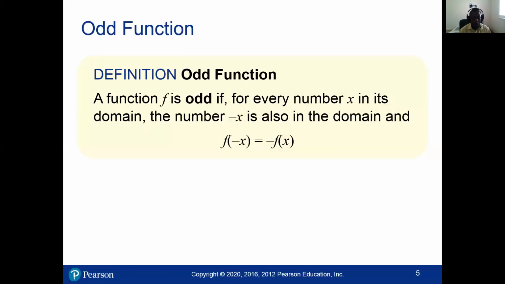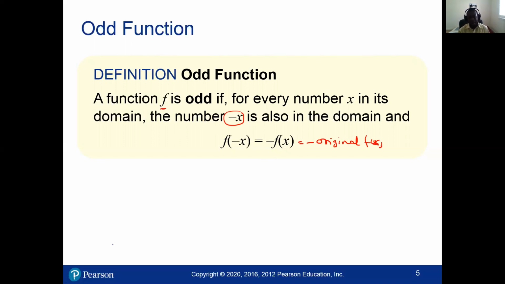Now, for an odd function, on the other hand, if we substitute negative x for x in the function f of x, and we get the function which is negative times the original, which is f of x, then this function is odd. Okay, so that's the definition.